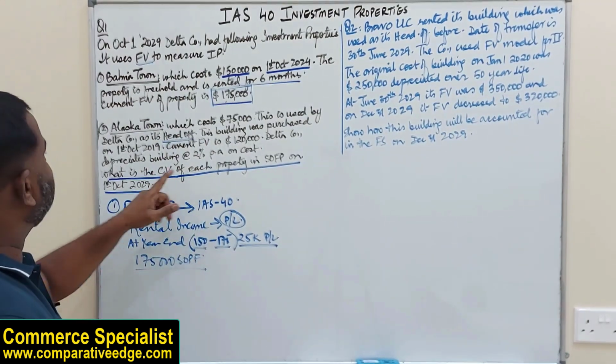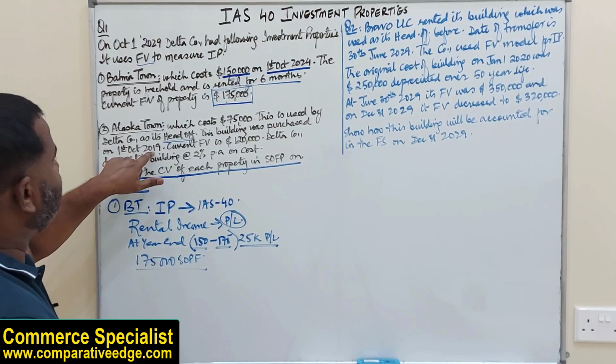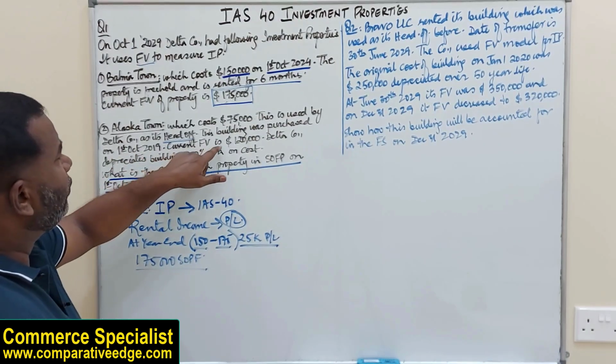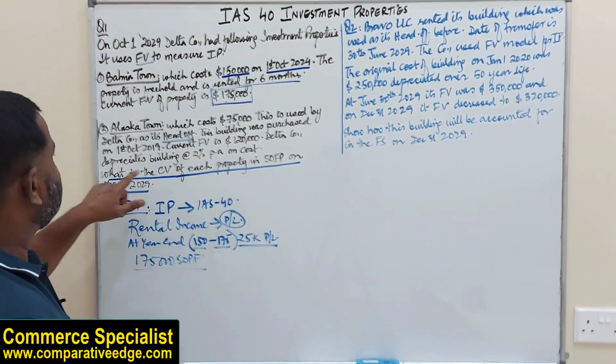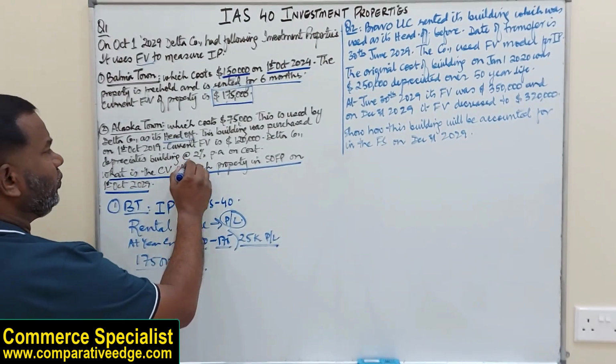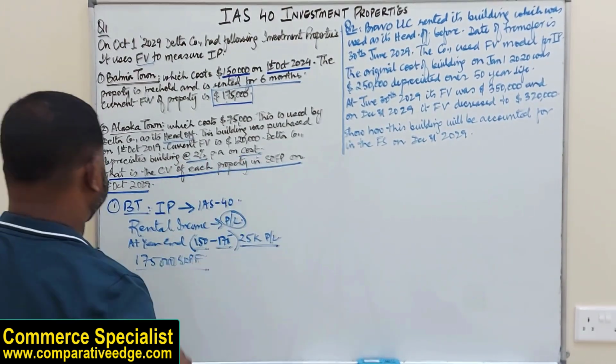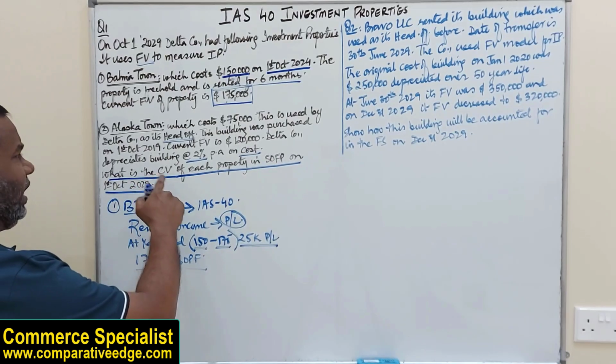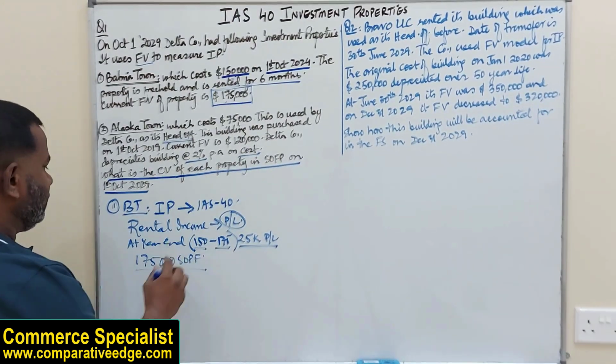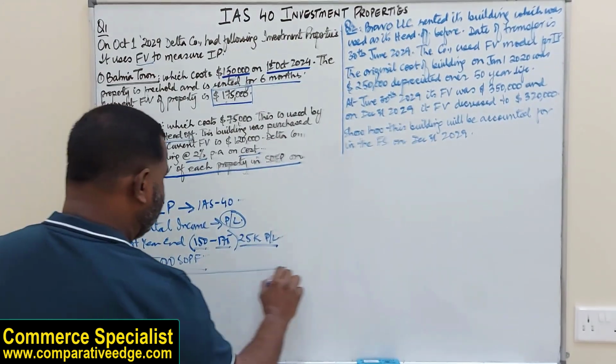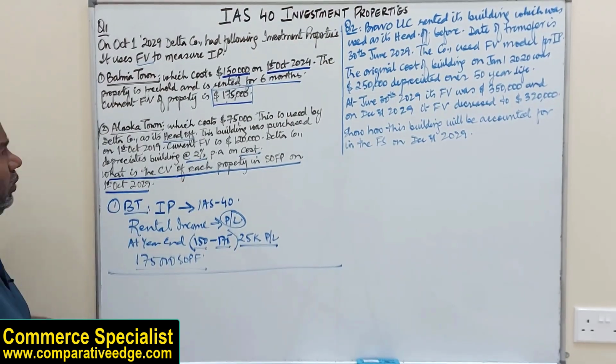This building was purchased on 1st October 2019. Current fair value is 120,000. Delta Company depreciates the building by 2% per annum on cost. What is the carrying value of each property? Okay, so let's talk about Alaska Town now.